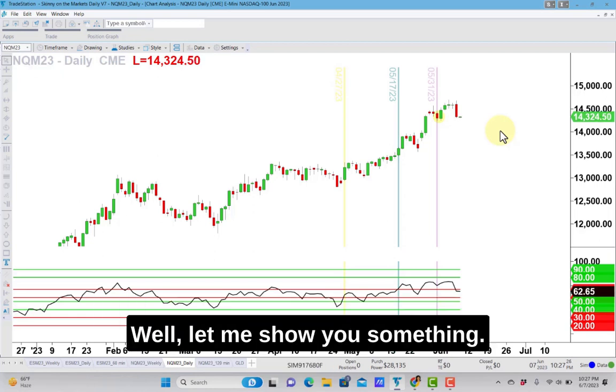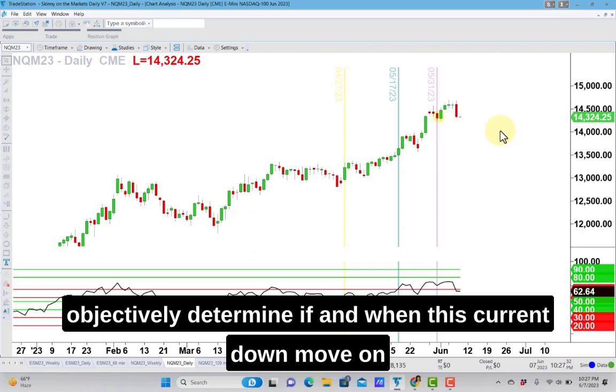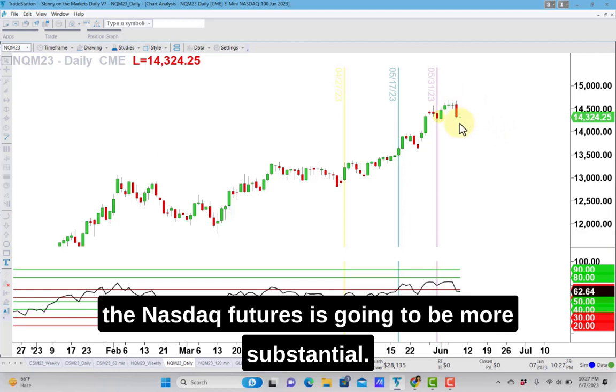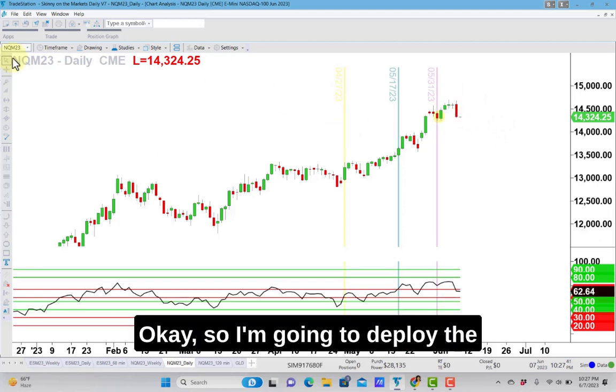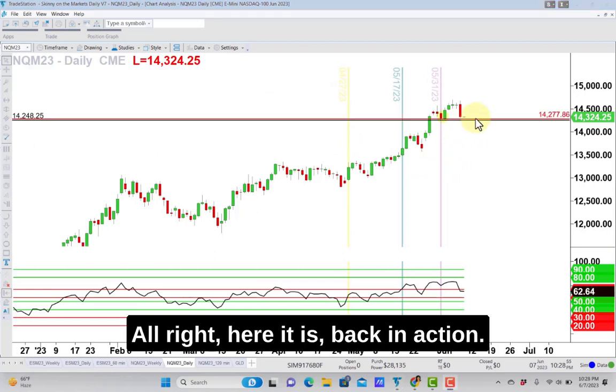Well, let me show you something that is another awesome tool that you can use to objectively determine if and when this current down move on the Nasdaq futures is going to be more substantial. Okay, so I'm going to deploy the tool and then be back and explain it. All right, here it is back in action.